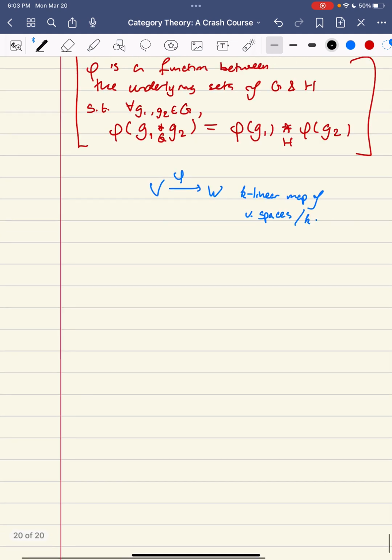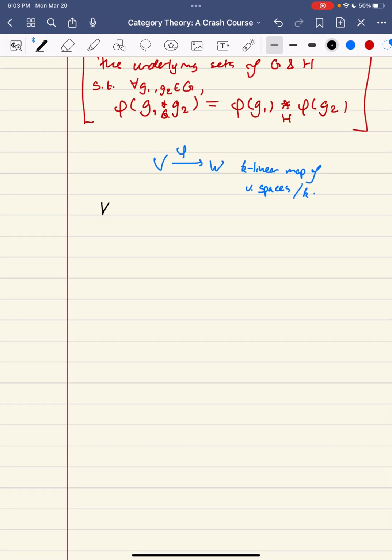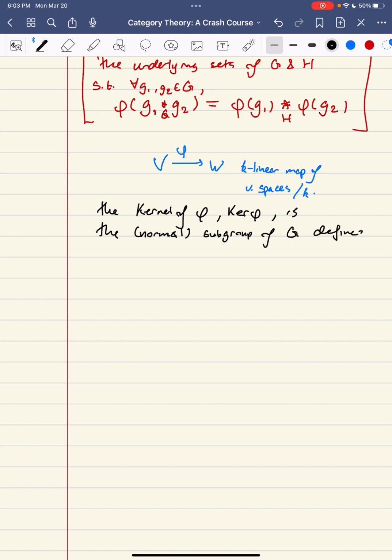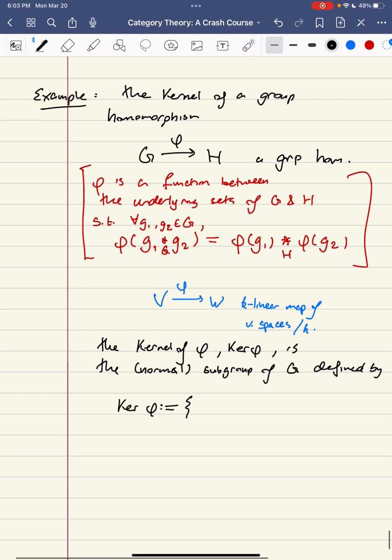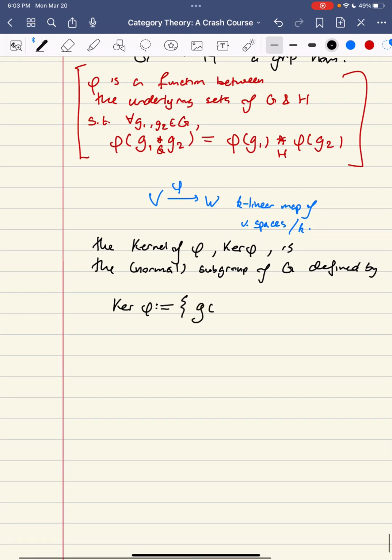So the kernel of phi is the following subgroup. The kernel of phi, which I'll write as ker phi, is a normal subgroup. That's not super important for us right now, but it's a nice thing to know. It's a normal subgroup of G defined by, so we write it as a subset, exactly all the things in G that are killed off by the map phi. And by that I mean it's sent to the identity element in H.